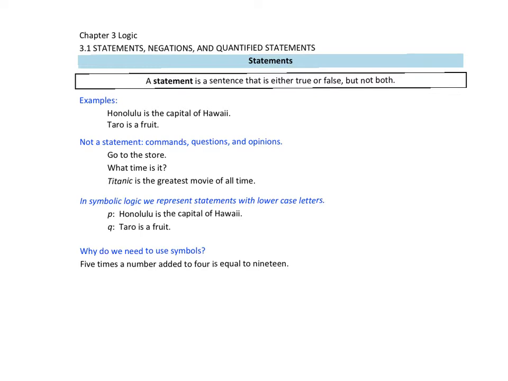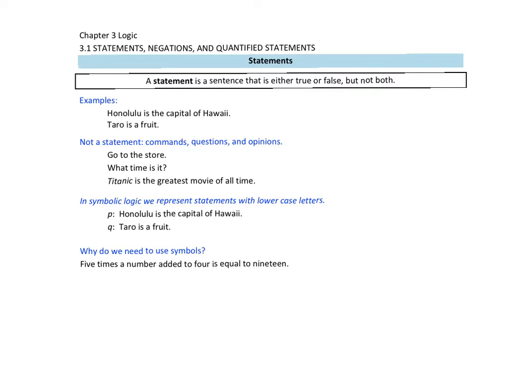The goal of this chapter is to determine whether an argument is valid or invalid. But to get that, it's going to take some work. So the first thing we're going to do, and this is in section 3.1, is we're going to look at statements, negation, and quantified statements.